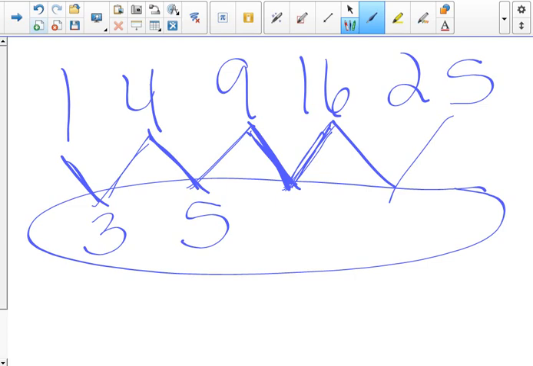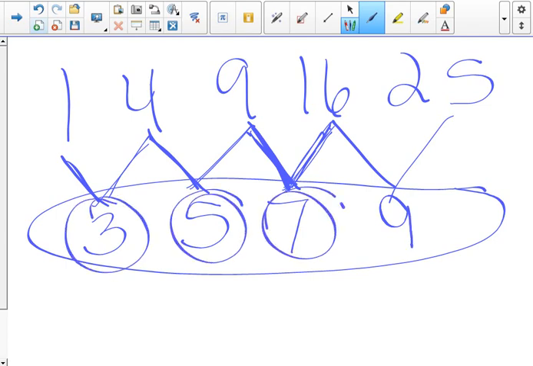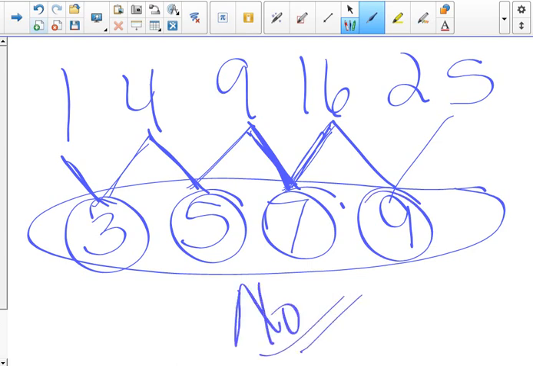Okay? 16 minus 9 is what? 7. And 25 minus 16? 9. So are all of these differences the same number? No, they are not. So this is not an arithmetic sequence. Now if you go another level, yeah, all of those were, but we're not doing that. Okay, that's for another day. Today we're looking at the first level difference. Okay? Any questions?